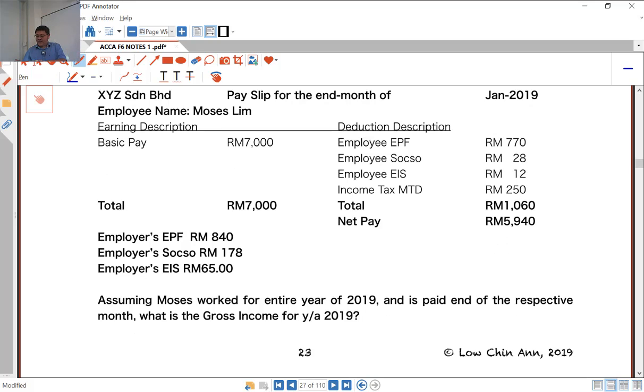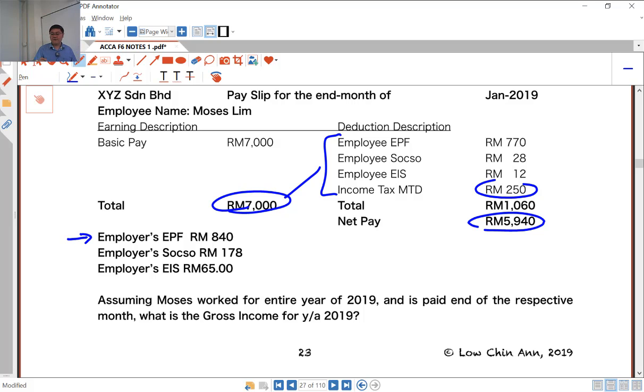Then of course we have to deduct taxes from your income. So the 7,000 minus all that comes to 5,940. But on top of that, your boss will have to give extra for you. Your boss will pay extra EPF for you. So actually, when you see your salary is 7,000, you don't get 7,000. You get 7,840.